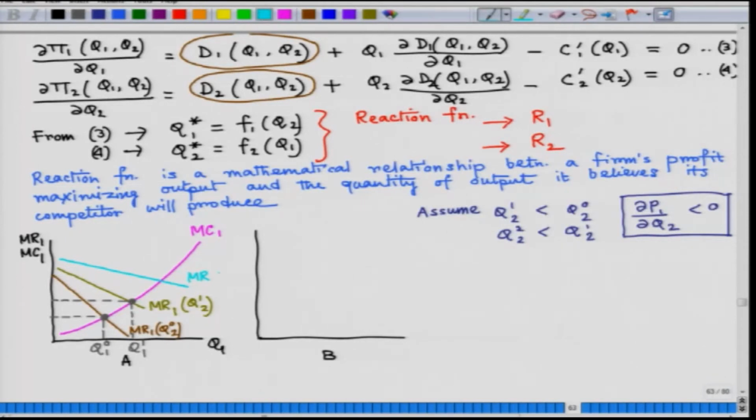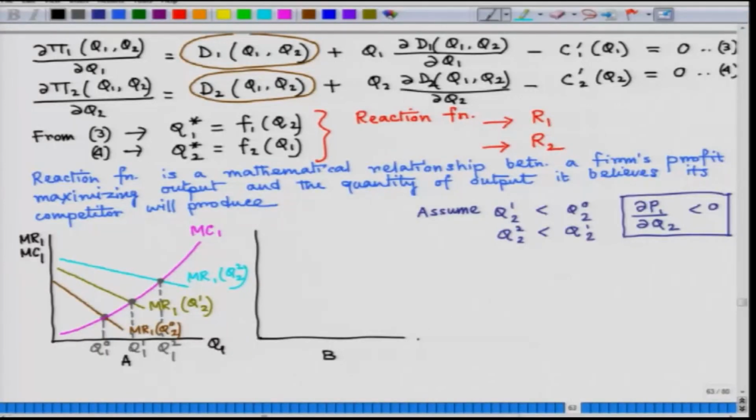Okay. So, now let us go back to our diagram. We are now drawing the third marginal revenue curve in the series, and of course, we get another equilibrium and correspondingly another output level. The output level produced by my firm 1 has gone further up in response. Okay. So, now we have completed our diagram in panel A.